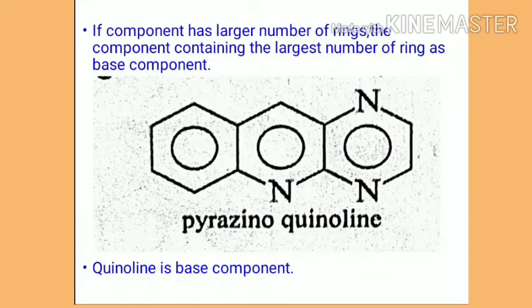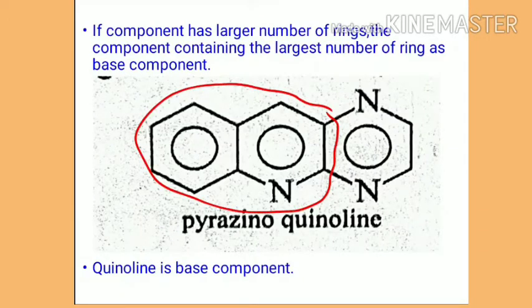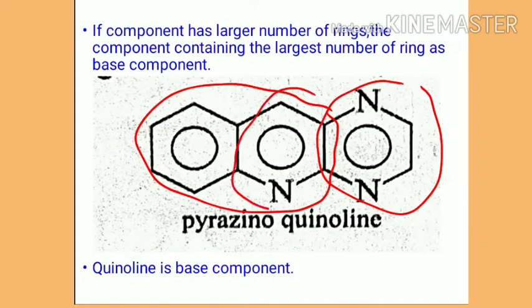Next, a component has a larger number of rings: the component containing the larger number of rings is the base component. So here we will choose this component as the base component which is quinoline, and this is the attached component which is pyrazine. We cannot select pyridine here as the base component, so we choose the larger component, quinoline, as the base component.